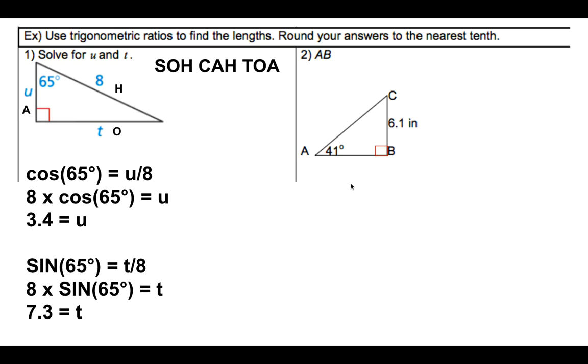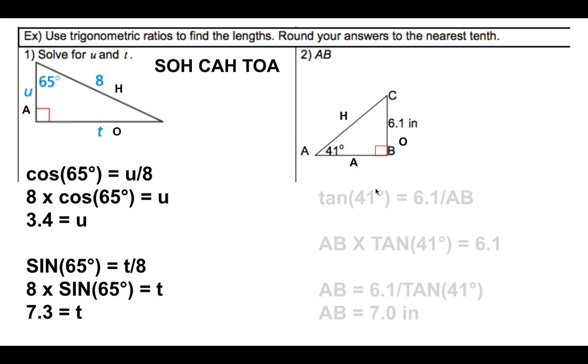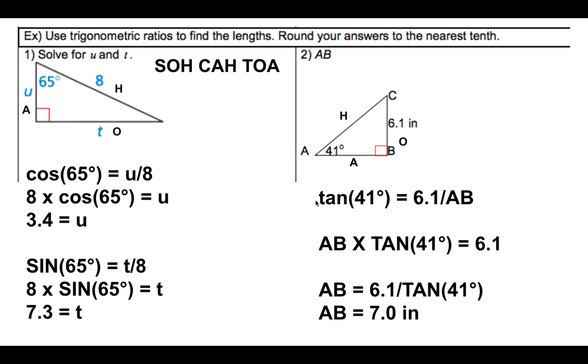Same thing over here for my value of AB. AB is going to be my adjacent side to my reference angle. 6.1 is my O. And then I have my hypotenuse. Because I want to know my adjacent side and I know the opposite side, in this case, that means I should be using, from SOHCAHTOA, tangent. So the tangent of 41 degrees is 6.1 over AB. And in this case, when we solve, we end up getting 7.0 inches.